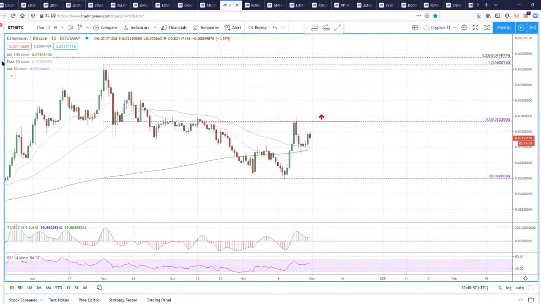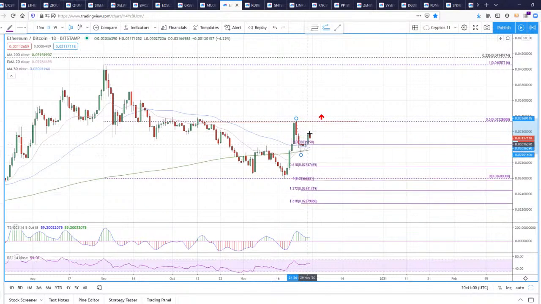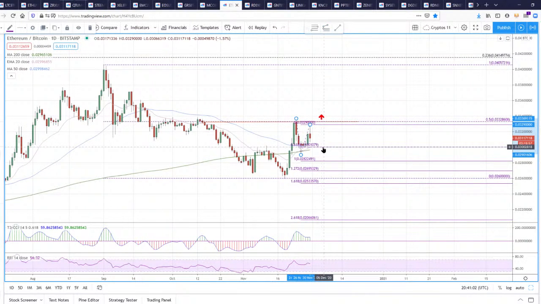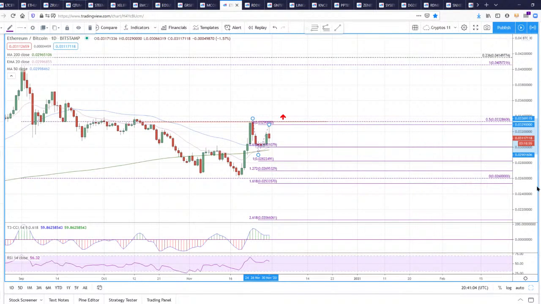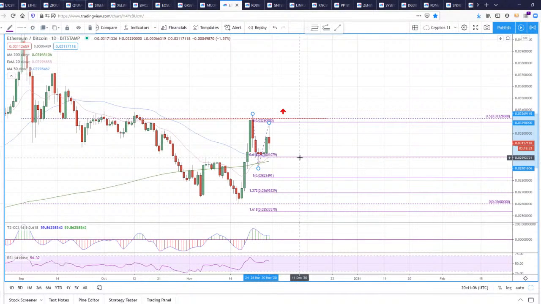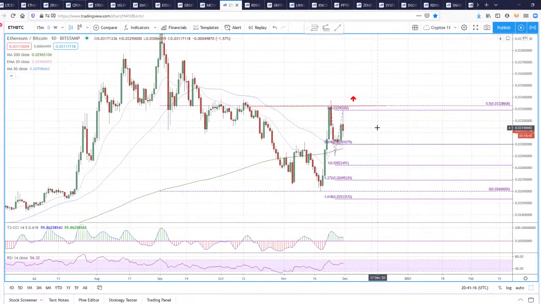So if we're going to do that and measure ETH Bitcoin, we'll retest 0.03, and potentially we could come all the way down to 0.02822 before we turn up again. But yeah, I do like how this is setting up.